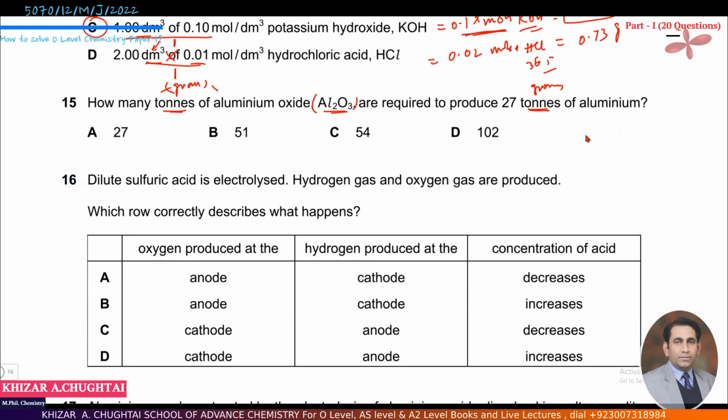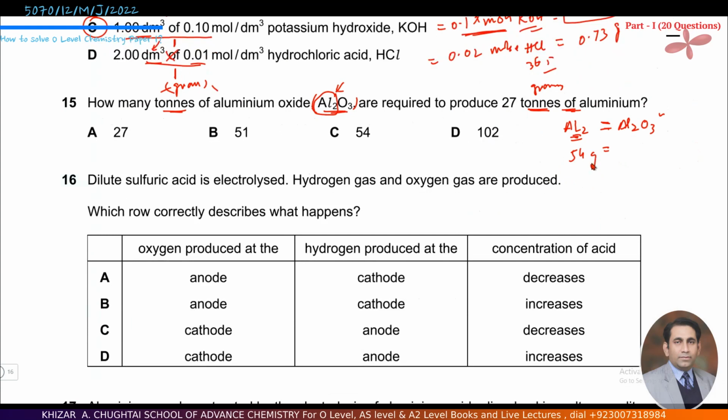I'm supposed to find the mass of aluminium oxide. I'm writing Al2O3 on the left hand side, here is the equals sign, and I'm putting the aluminium, 27 grams, on the right. I am writing Al2 because Al2O3 has two aluminium. So Al2 corresponds to Al2O3. What is the mass of Al2? Aluminium has a mass of 27, so 27 into 2 is equal to 54.